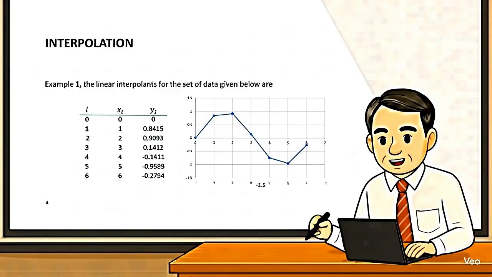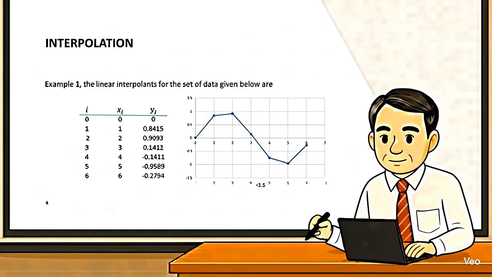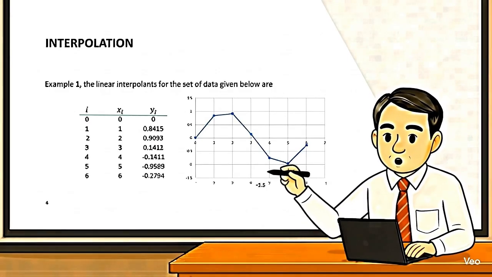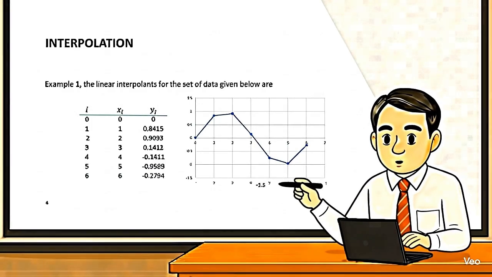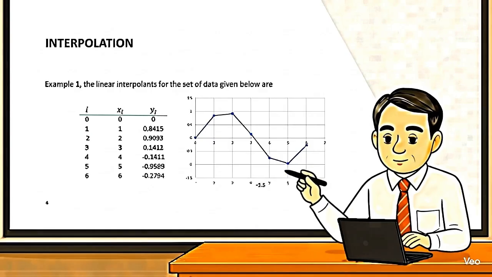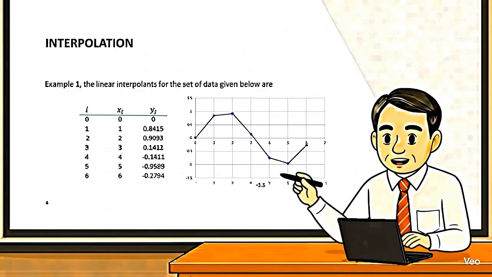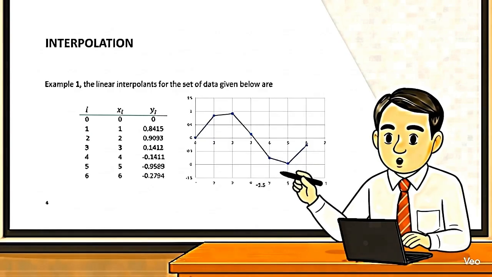Let's imagine we need to find a value that isn't in our table. For instance, what is the value of y when x equals 1.5? First, we need to find which 2 data points our desired x value lies between. Looking at the table, we can see that x = 1.5 falls between the data points x1 = 1 and x2 = 2.